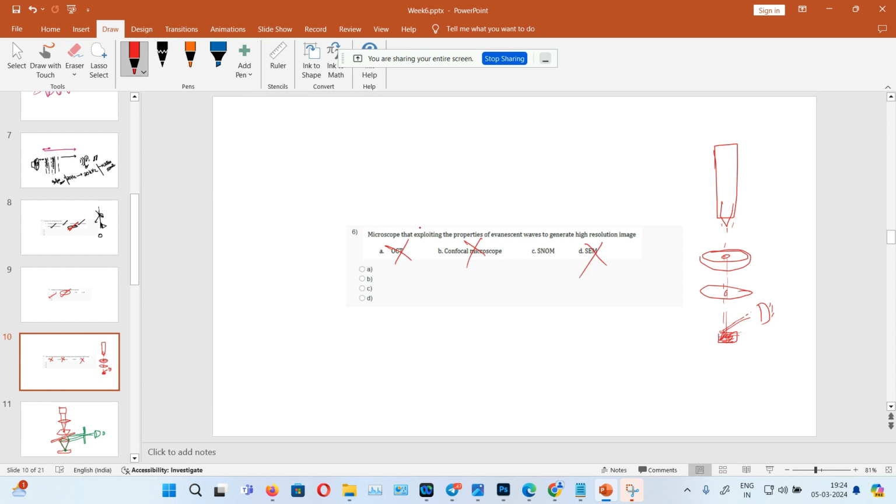Now the answer is only SNOM. And what is SNOM? SNOM stands for scanning near field optical microscope.